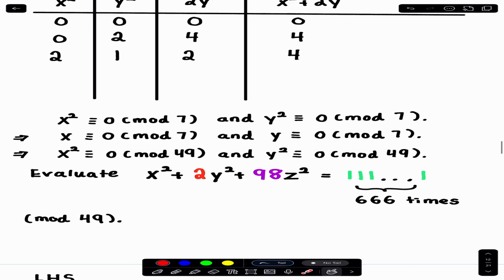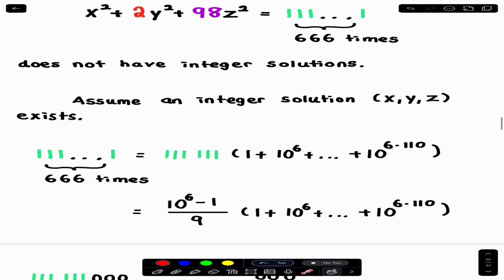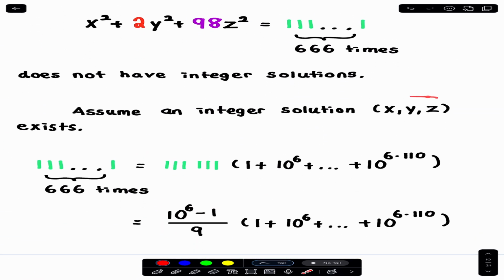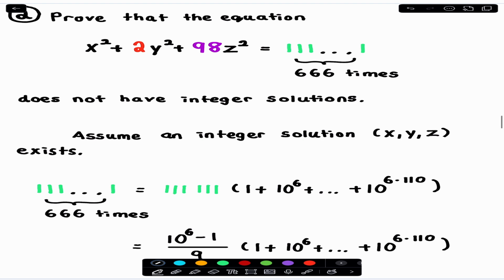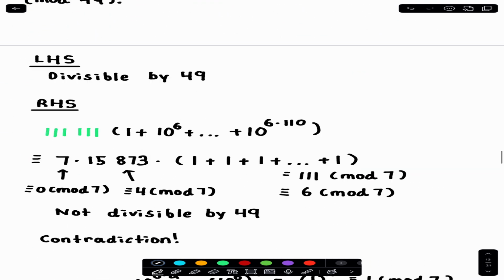And since the contradiction came from assuming at the very beginning that such an integer solution exists, therefore no integer solution exists, because we have derived a contradiction.